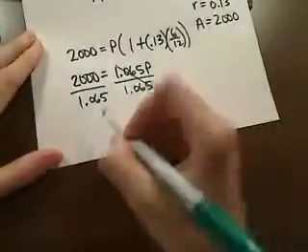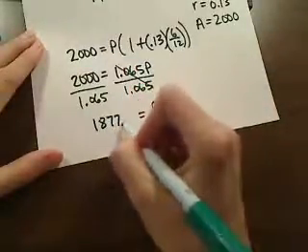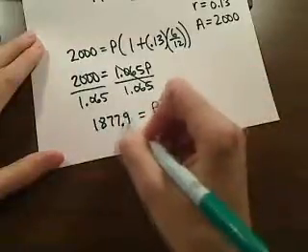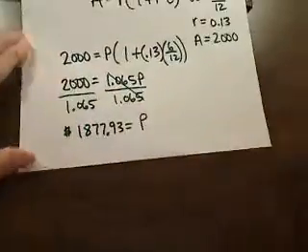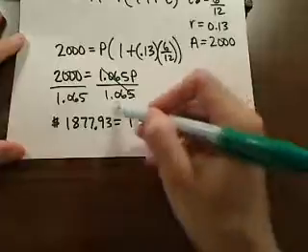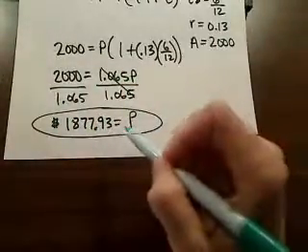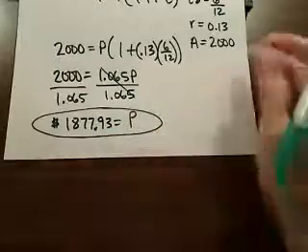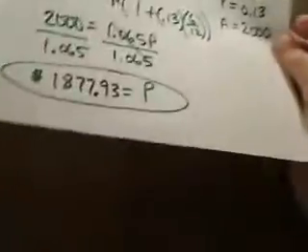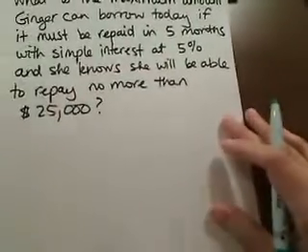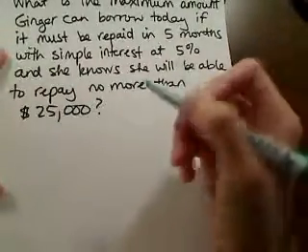So P here ends up being $1,877.93. Okay, and I believe they did ask you to round to the nearest cent there, so that would be our answer for 13.1.28. 13.1.29 was also asked, and this is a very similar problem, so I'll just do them at the same time here on the same video.